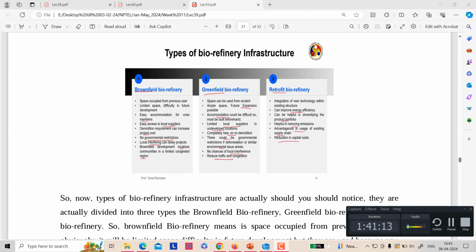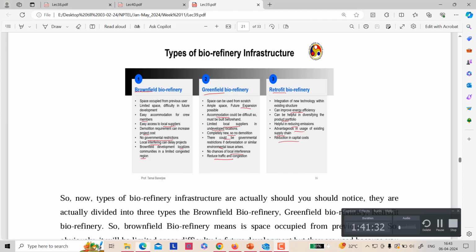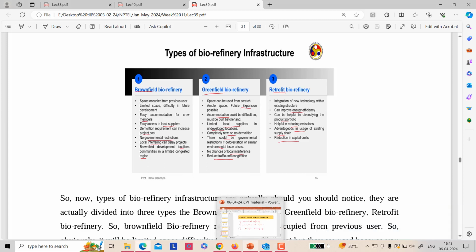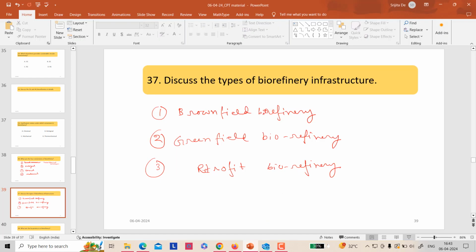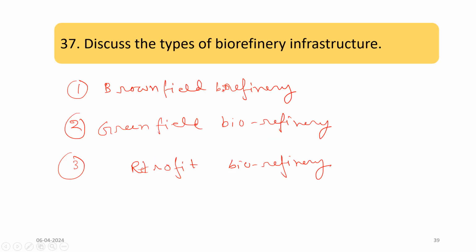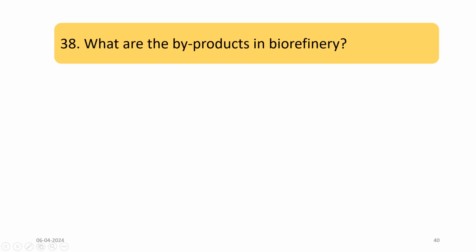And retrofit biorefinery is integration of new technology within existing structure, can improve energy efficiency, can be helpful in diversifying the product portfolio, helpful in reducing emissions, advantageous in usage of existing supply chain, reduction in capital costs. So these are the three types of infrastructures. Any of them can be used as per the requirement. Next question, what are the byproducts of biorefinery?